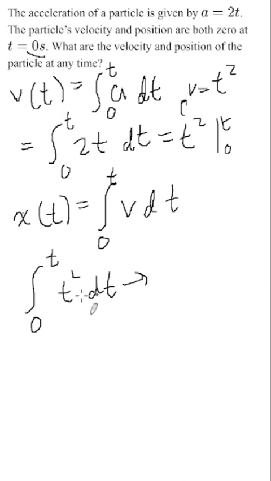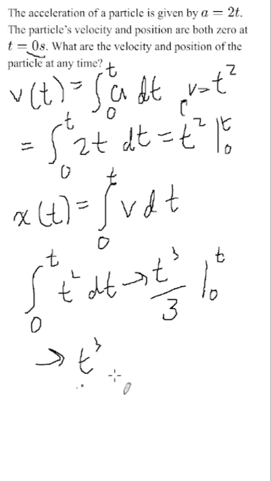Now this can be simplified to t cubed over 3. And now since 0 cubed over 3 is always 0, this will just simplify to t cubed over 3. And that is the function for the position of the particle. And that is how you solve this problem.